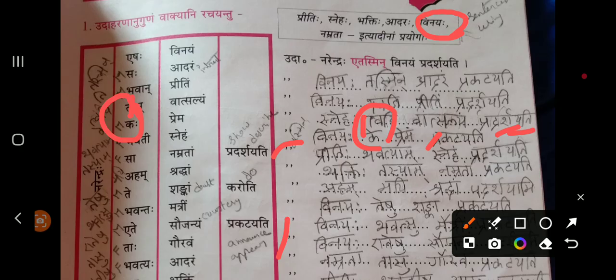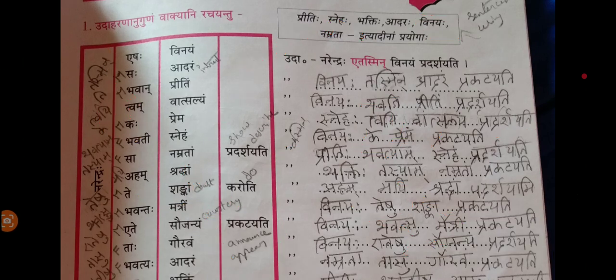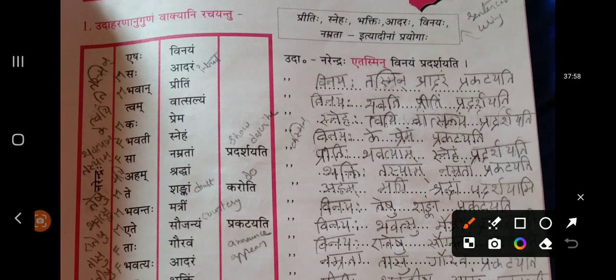Vinay expressed love on whom? Whom is the Saptami Vibhakti form. That's why you need to write kaha. You need to convert kaha into k. Kaha is a Pradhama Vibhakti. K is a Saptami Vibhakti singular form. It's more clear, right? So, Vinay expressed love on whom is the question. That is the sentence.